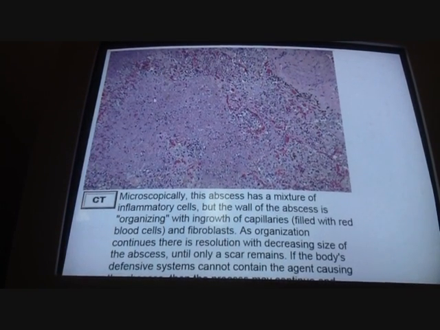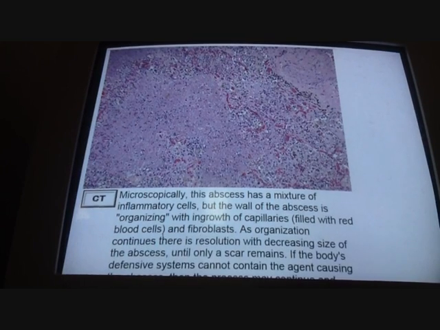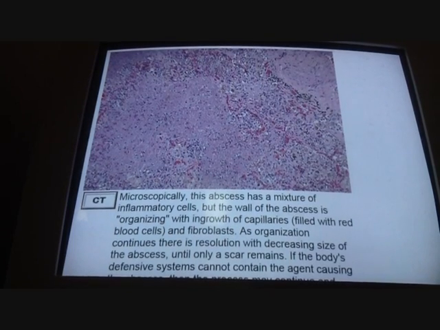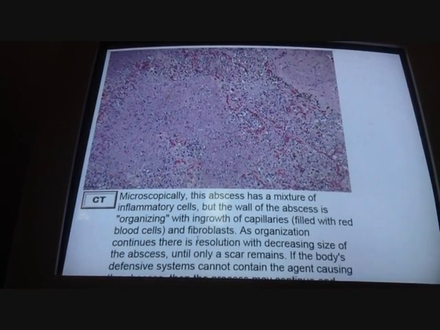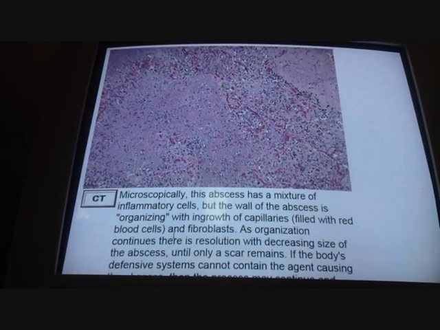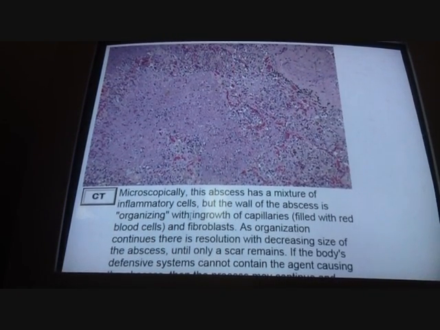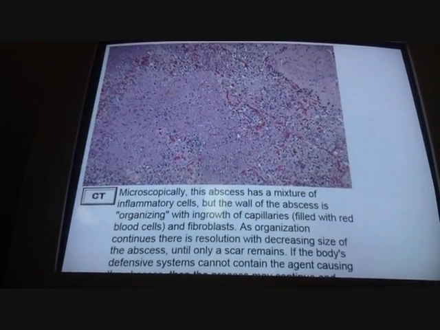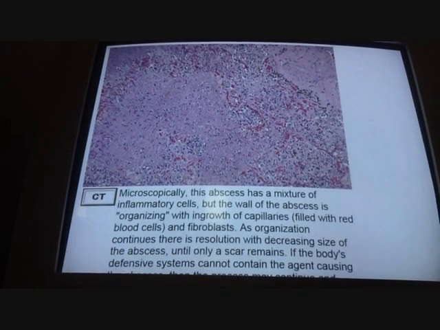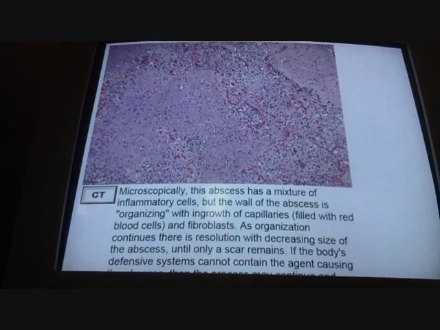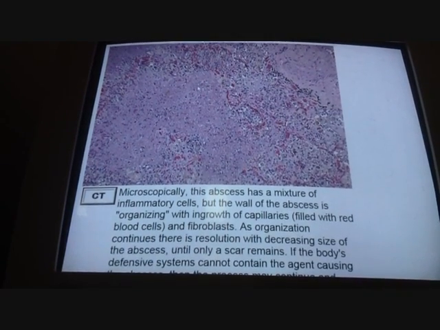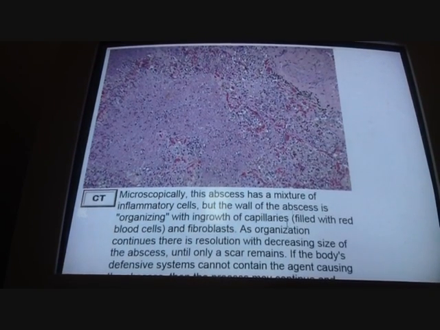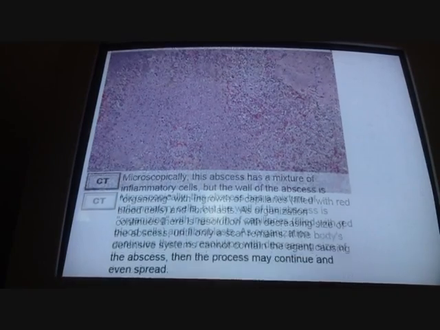And you can see there is something we call organizing wall. So the wall of an abscess is organizing. It's forming newly formed blood vessels. Those small capillaries are newly formed as a result of organization in the wall. So we have ingrowth of capillaries filled with RBCs along with fibroblasts. The fibroblasts will deposit collagen, as we said, and it's going to replace the space of the abscess, or the cavity of the abscess. It will be all replaced by collagen fibers and fibrosis, which will eventually replace the whole abscess.